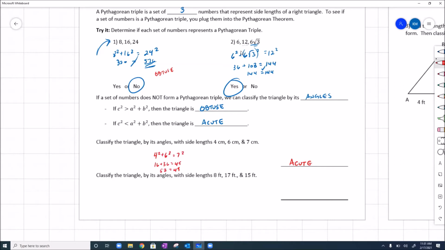Looking here, maybe I shouldn't have the equal sign there. Next, 8, 17, 15. Just make sure you're paying attention to set it up so that our two shorter sides are together and our longest side is by itself. So 64 plus 225. What is that? 289. Yep. And so we get 289 equals 289. Now, because it's the same, it is a right triangle.